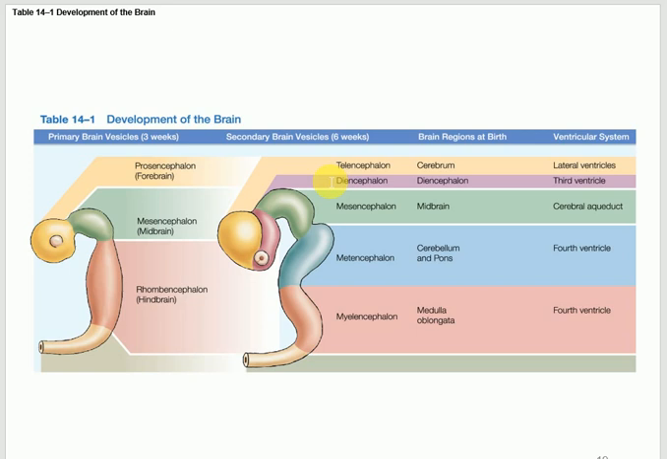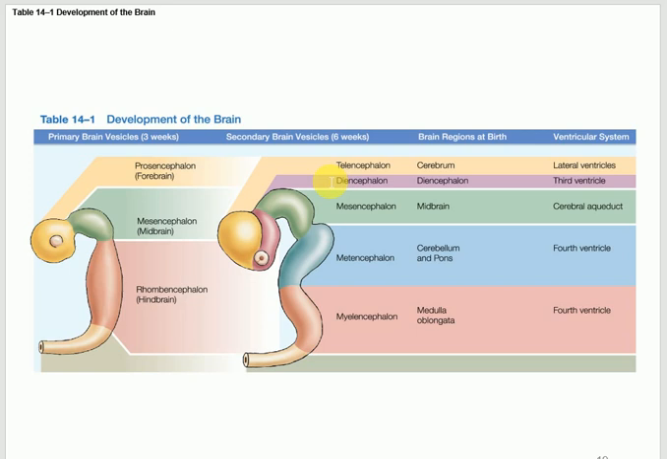This slide right here: primary, prosencephalon, mesencephalon, rhombencephalon. Mesencephalon doesn't change at all, so this is the easy one. Mesencephalon becomes what? Mesencephalon. In the secondary stage, it is still mesencephalon, which is the midbrain. So this doesn't change. What changed are the other two.